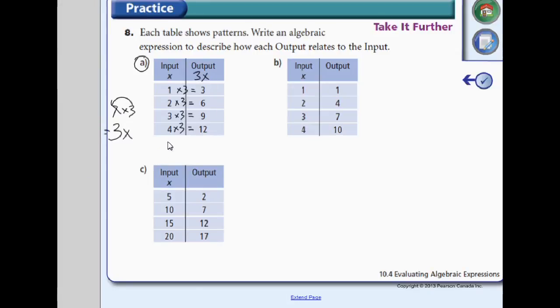And we can test this. Let's see if that works. For 5, we would do 3 times 5, which is 15. Yep, that follows our pattern. So we're good to go. Let's skip to C, actually.